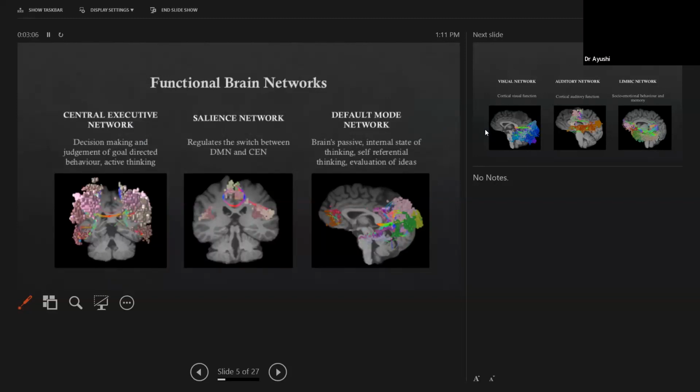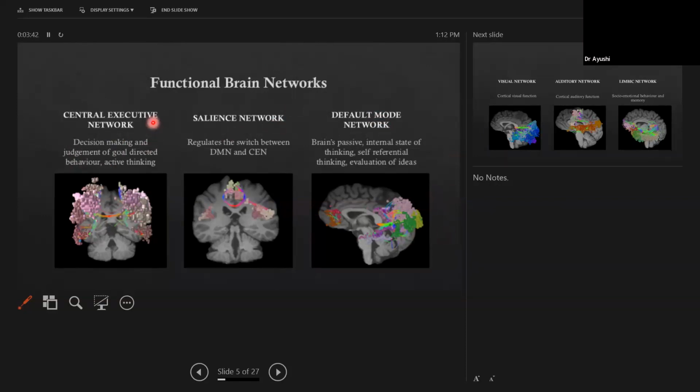So on the basis of this, there have been 7 main functional brain networks identified, which we'll just be going through. So first of all, the central executive network, the salience network, and the default mode network. The default mode network, which is the topic of discussion today, is activated when we are thinking passively, like when we're thinking about our past or about our future, in autobiographical memories, self-referential thinking, when we are daydreaming, for example. So this mode is activated.